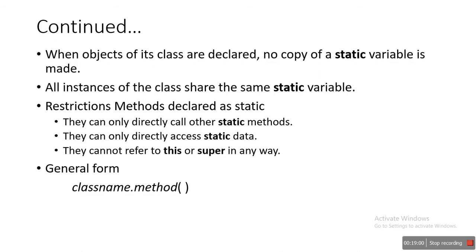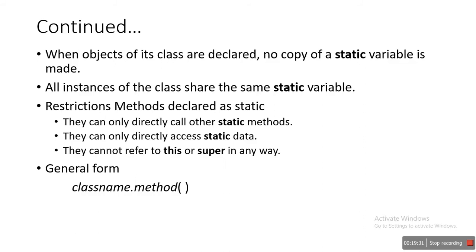Okay, next are the restrictions. Methods declared as static have some restrictions. The first is they can only directly call other static methods. Only a static method can call other static methods. They can directly access the static data. If a method is declared as static, only other static methods can access that particular static method.